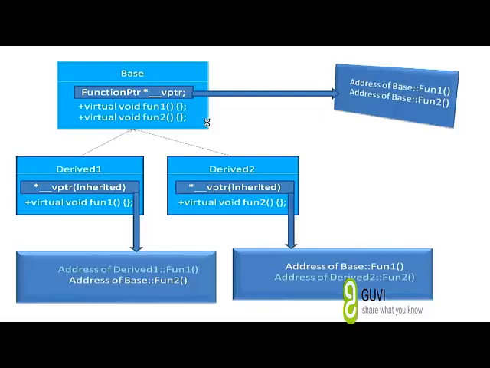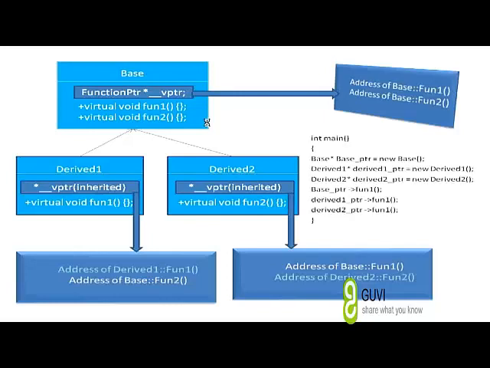Now, let's see the earlier program code. We have the base object pointed to derived 1 and similarly base object pointed to derived 2. Under derived 1, the void function 1 is predefined.